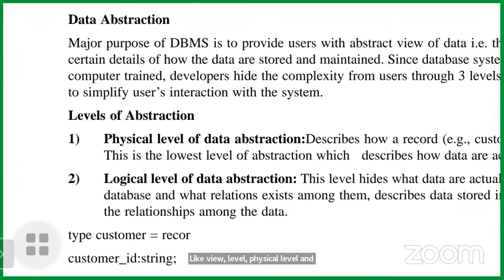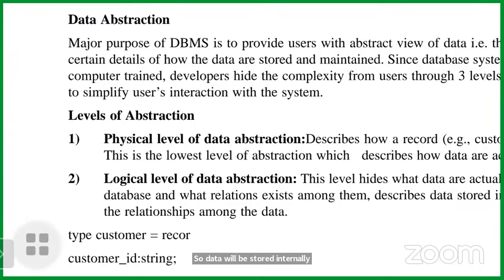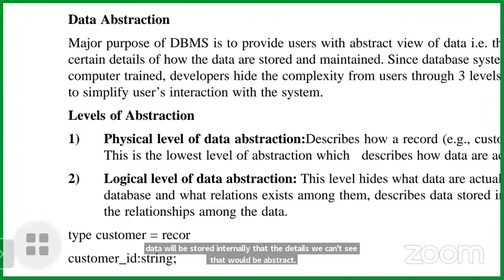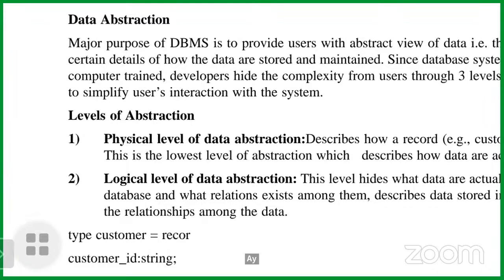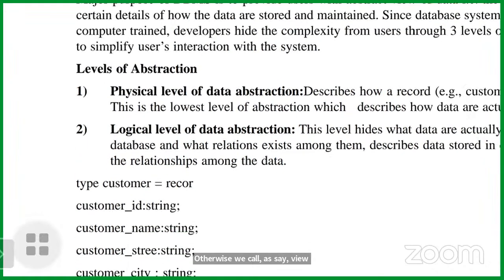So data will be stored internally, the details we can't see. Data will be abstract, meaning hidden. Hiding the data, so the user can't see the abstraction level. The user can see only the external level, which we otherwise call the view level. So in the levels of abstraction, whatever diagram is there is related to this concept.